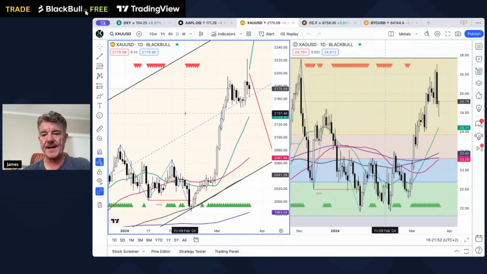Now, gold. I've pointed this out. I don't want to talk about silver because I don't like the silver chart. I keep on saying that. This is my idea on gold.